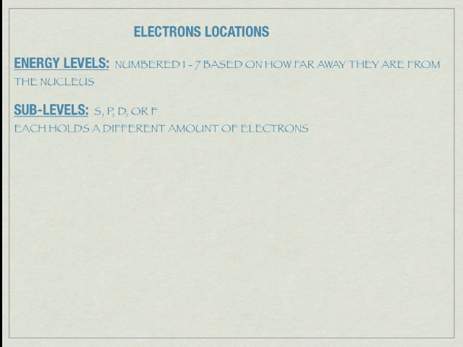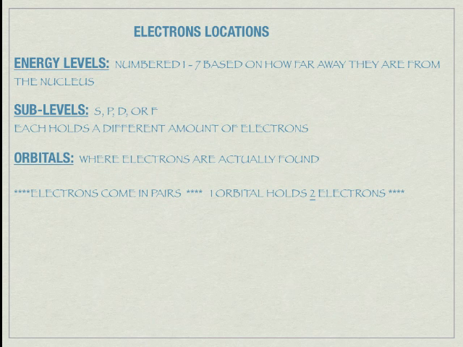But then there are sublevels. Now this is totally new. You've got 4 different types of sublevels: S's, P's, D's, and F's. And each one holds a different amount of electrons. So the S sublevel is the smallest, then the P, then the D, and the F being the biggest. And those also have to do with shapes, which we might get to later.